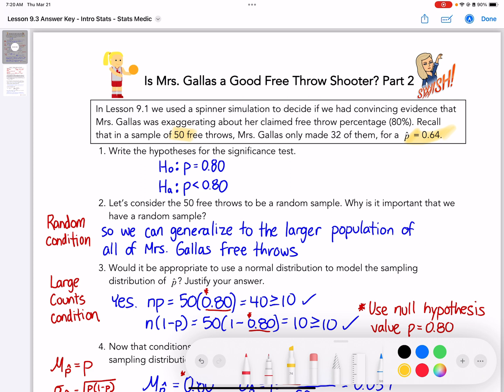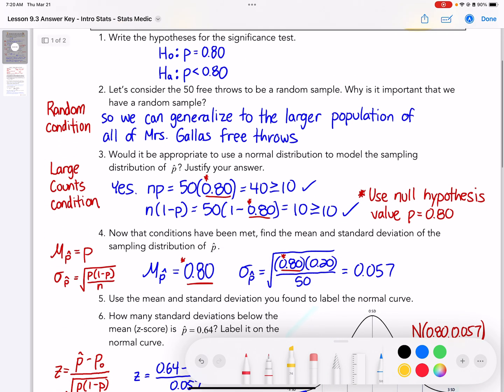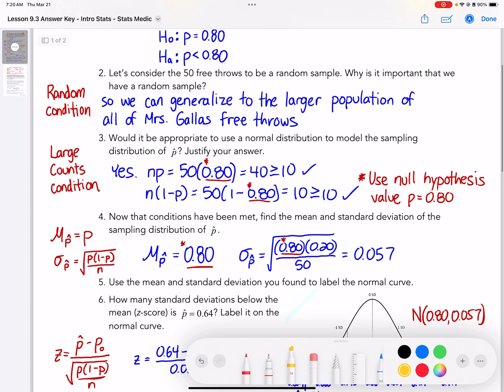Before we actually do a hypothesis test, we have to check some conditions. Numbers 2 and 3 talk about our conditions. The first condition we have to check is if it's random. The reason we need to check if it's random is so that we can generalize to the larger population. If we don't have a random sample, I can't talk about anything except what her free throws are right then and there. But I want to talk about all of her free throws, her historical population, and what she would be on average in the long term rather than just her shots right now. So I have to have a random sample.